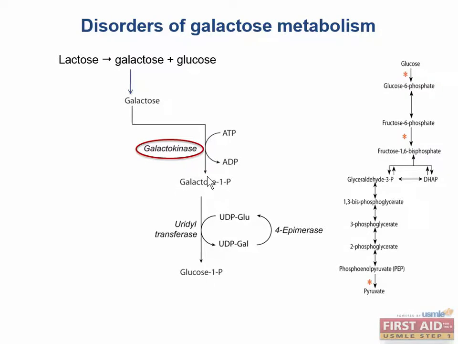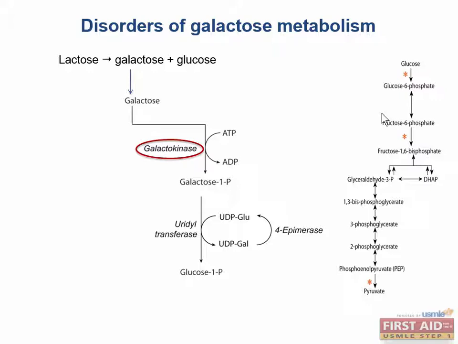So then this galactose 1-phosphate is converted by uridyl transferase into a glucose 1-phosphate. This then can be converted into a glucose 6-phosphate, which, like I said, can enter the glycolysis pathway from the beginning, so it can either be used for glycolysis or it could be used to finish gluconeogenesis, depending on the energy needs of the body at the time.